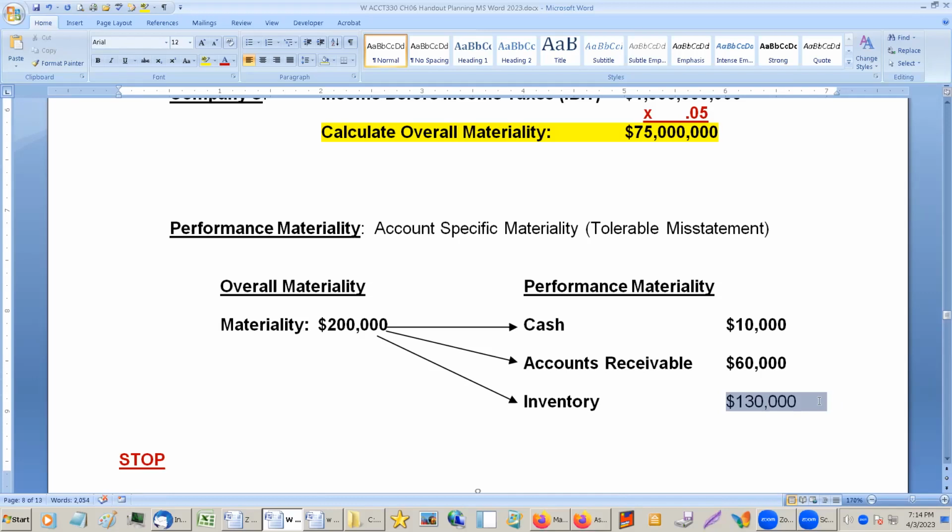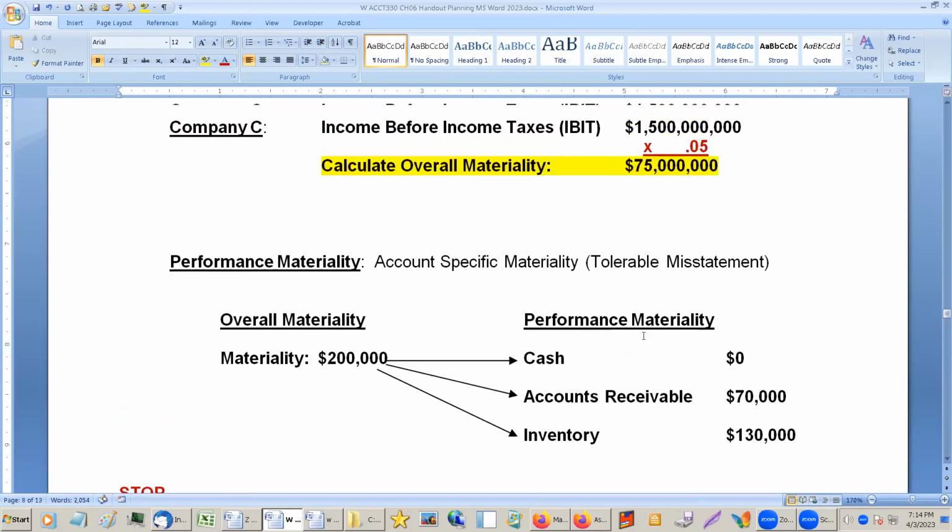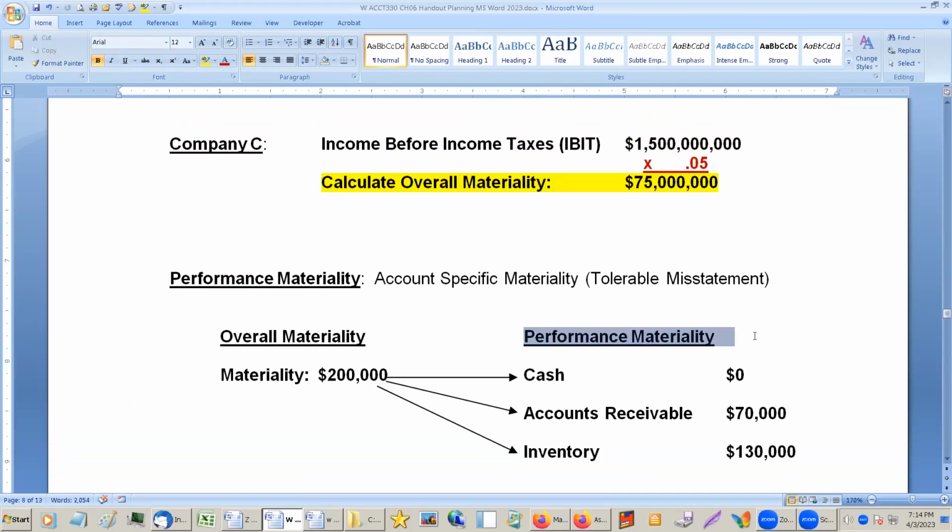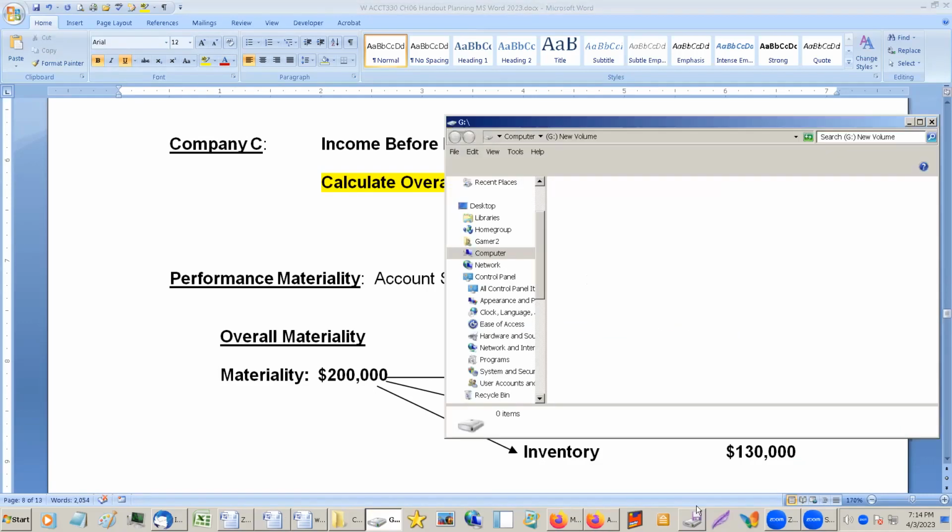So it's just splitting it up among the different accounts. And by the way, depending on the company, you can put cash at 0 and put this at 70 or whatever, as long as it adds up to the total amount. Now, here's the wacky thing, and I'm not sure exactly why they call it this. I think it's because when you're performing the audit, this is what you're going to look at. But they call it performance materiality.